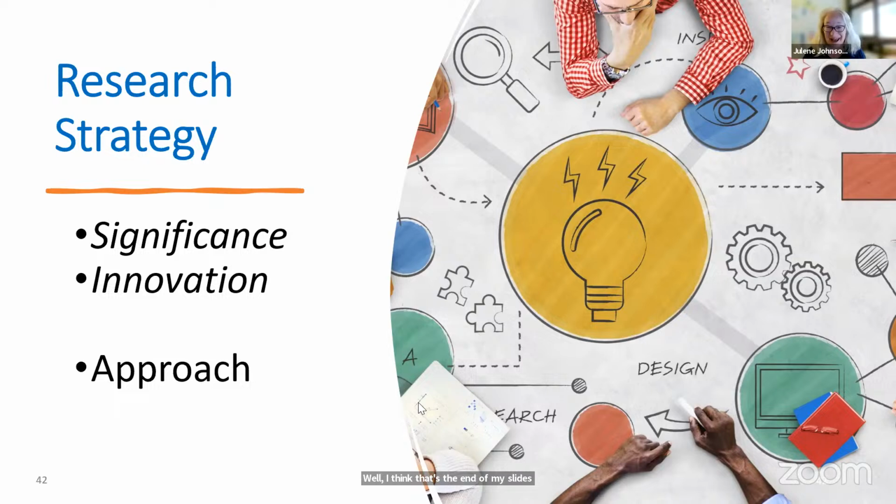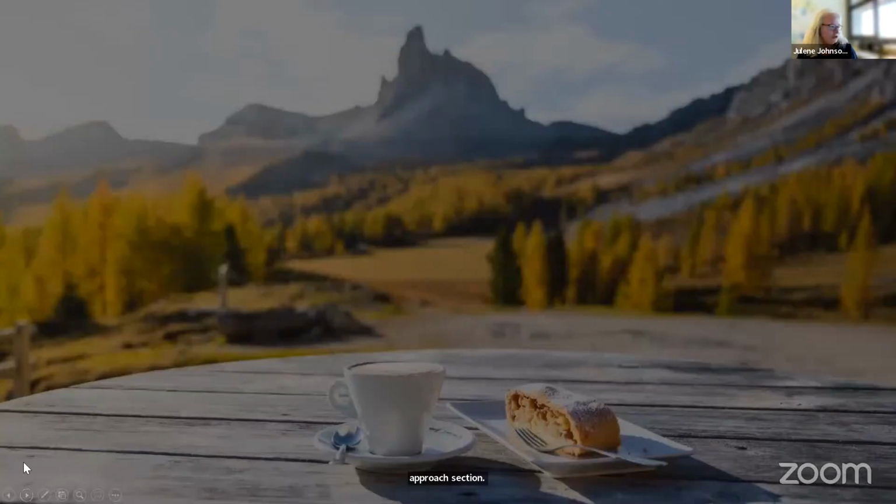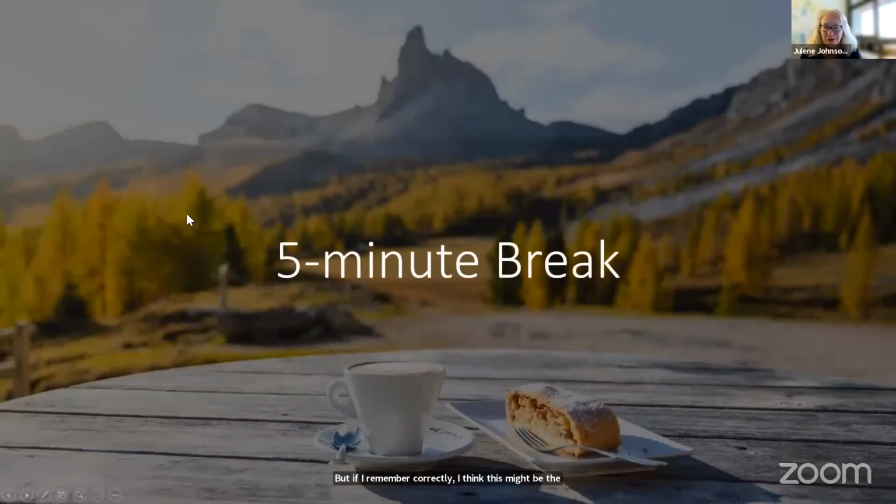So just to recap, we went over the specific aims section. Sheri went over the significance and innovation sections. And then now we have Dr. Neilands, who is going to go over the approach section. But if I remember correctly, I think this might be the place that we take a short 5-minute break.